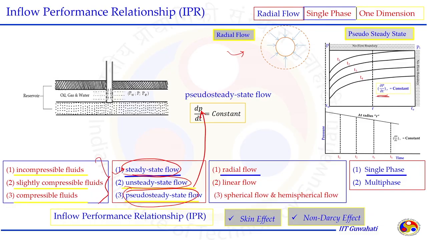The pressure at a particular location within the reservoir is not constant, it is changing, but the change is happening linearly. So if at a particular radius r, I measure the pressure at different times t1, t2, t3 and plot this, then I am going to get a linear relationship. It means the change in pressure with respect to time at a particular location is constant. That can be used as one of the boundary conditions to solve the pseudo steady state flow condition.